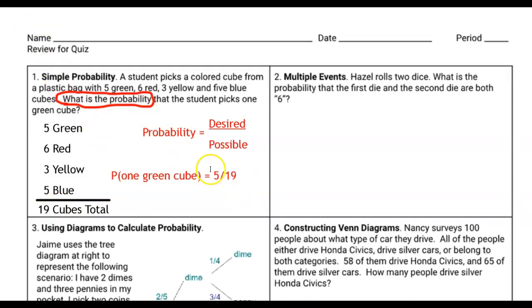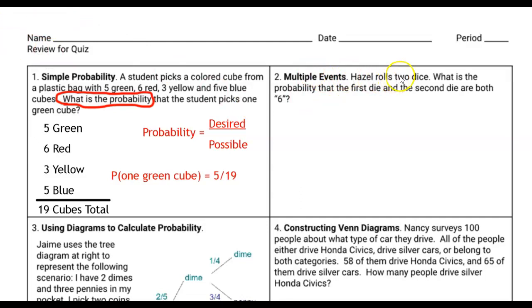Now it looks like this fraction cannot be simplified. 5 and 19 don't have any factors in common. They're relatively prime. They're actually both prime numbers. But if you could simplify it, that's fine. You don't have to on the exam. You can leave it as whatever it is. For example, if it's 5 out of 20, you can leave it as 5 out of 20. You don't have to simplify it to 1 over 4.